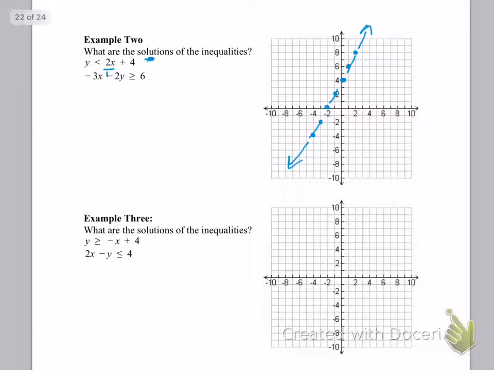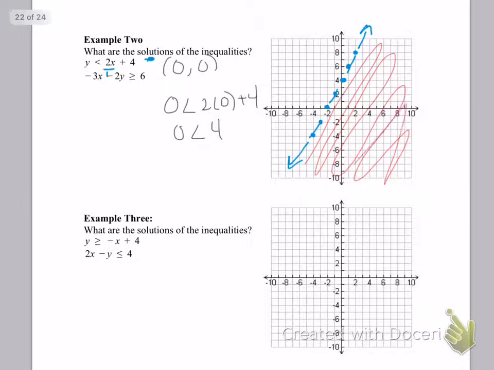Now let's go ahead and do my test point. So we're plugging in 0, 0. So we have 0 is less than 2 times 0 plus 4. So 0 is less than 4. True or false? That is totes true. So that means we're shading 0, 0, which is on this side of our inequality. So there's our first one.